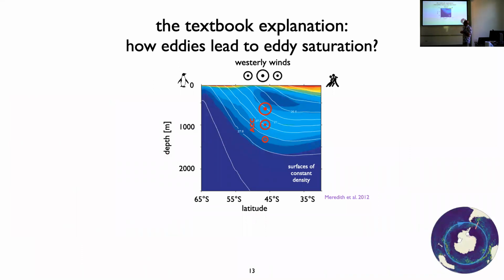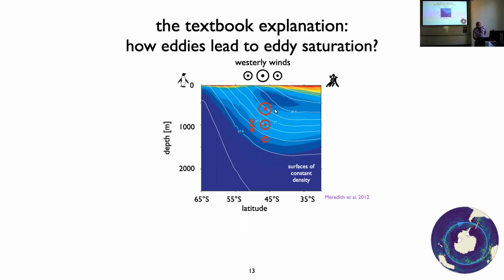The explanation that people have, the textbook explanation for why this is happening, I'll try to give it to you now. What I'm plotting here is a section of the Southern Ocean. This is depth, and this is latitude. Think about that you are somewhere in the Southern Ocean, crossing a section. If you plot the climatology of how surfaces of constant density are in the Southern Ocean, you see that they are sloped like that.